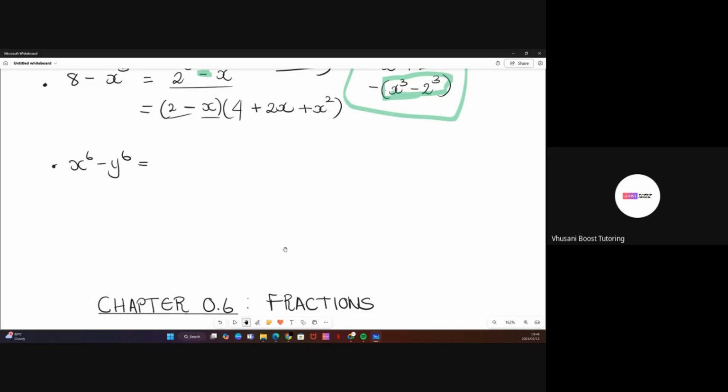Okay, so I'm just gonna show it to you guys. This one is pretty simple, guys. Trust me, it's pretty simple. Okay, yes. So can you say x to the power 3 times x to the power 3 minus y to the power 3 times y to the power 3? Okay, sorry, just give me a second.